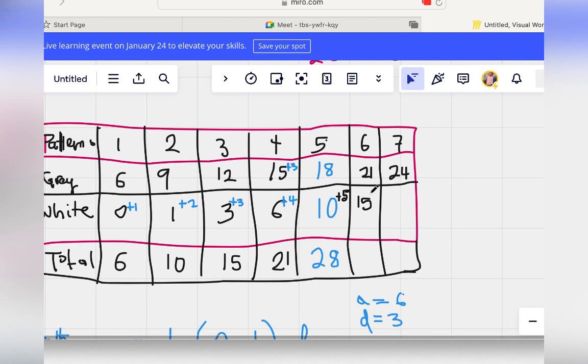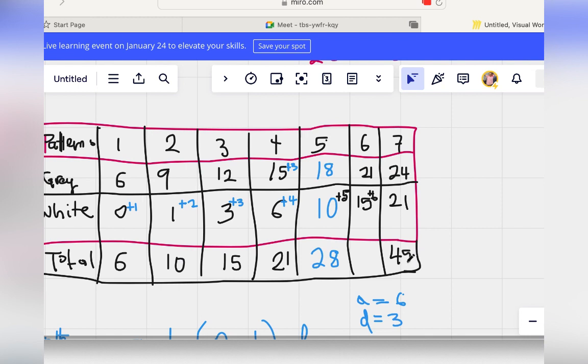And then the next thing, we add what? 6. We add 6 to 15. We add 6 to 15, we get 21 for white. So to get the total for this one, you say 24 plus 21. That will give us 45.